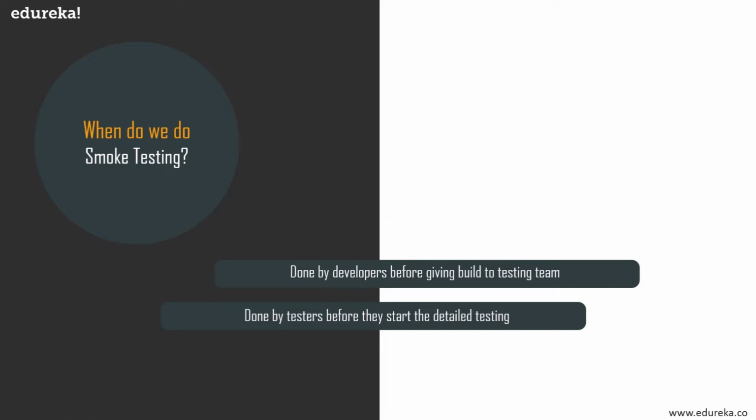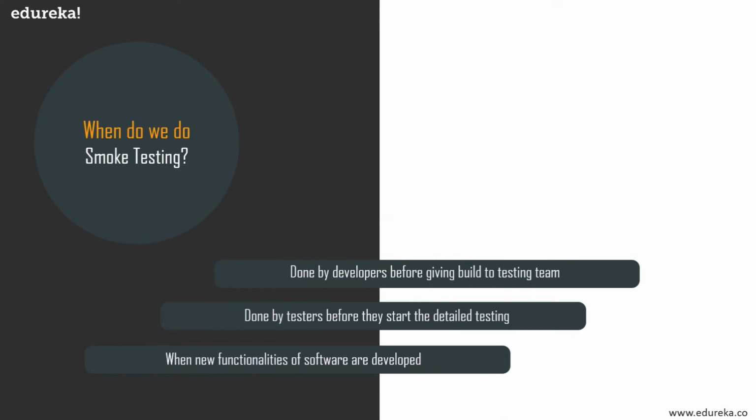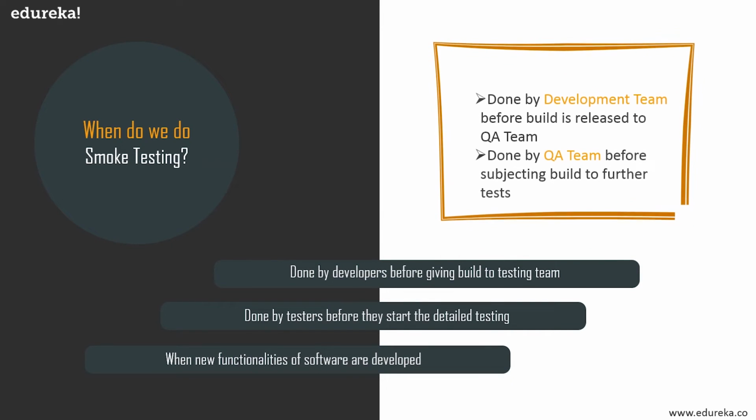After the build is released to the QA environment, smoke testing is performed by QA engineers or the QA lead. So whenever there's a new build, the QA team determines the major functionality in the application to perform smoke testing. This actually answers our second question as well, which is who performs smoke testing. Like I said, it's done by the development team before the build is released to the QA team. It's done by the QA team before subjecting the build to further rigorous testing.